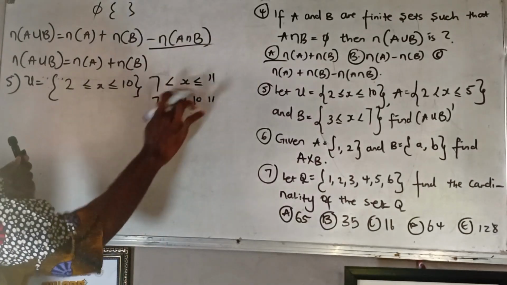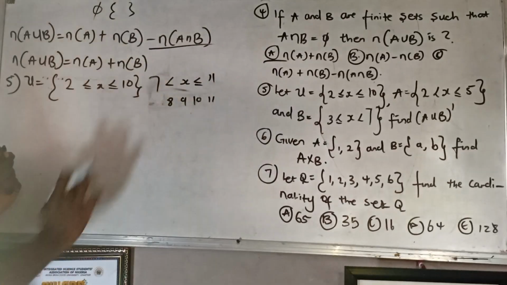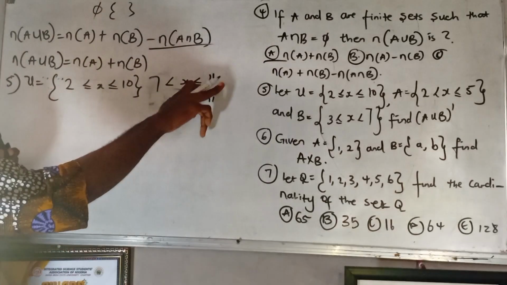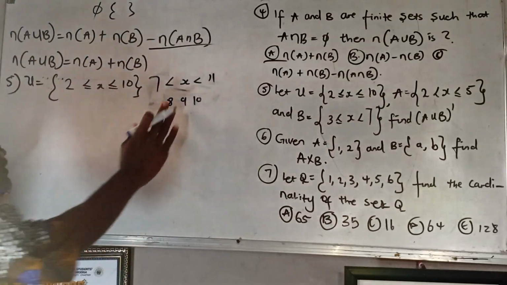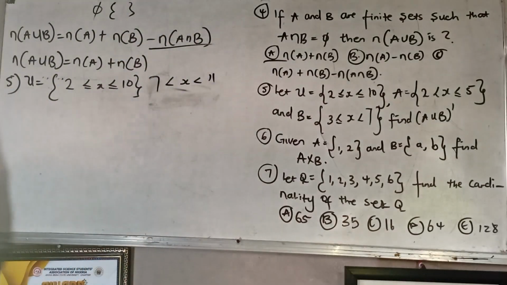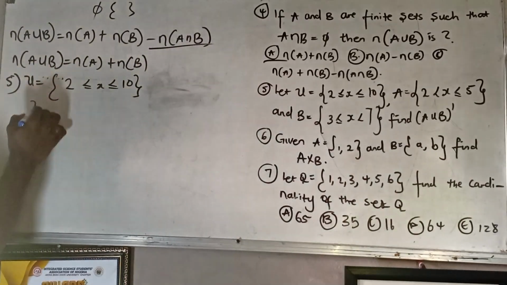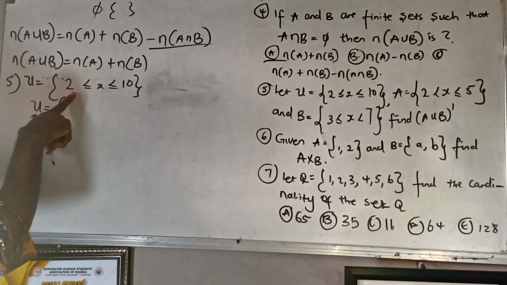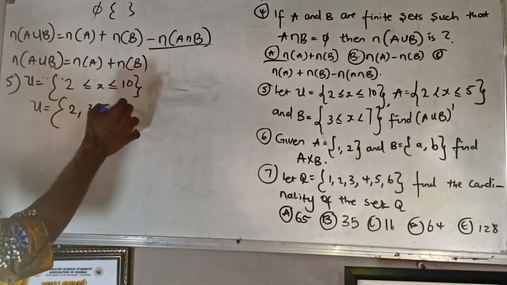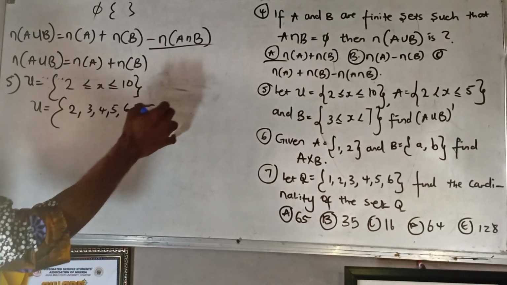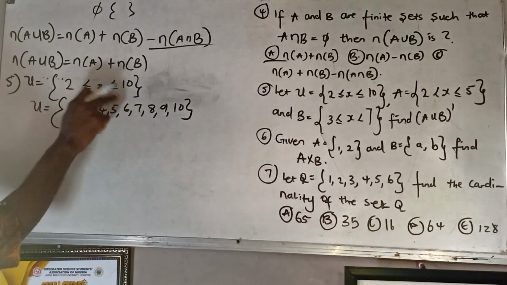But if the scenario was given and I remove this one, it means that this one is excluded, so you start from 8, 9, 10, 11, and 11 is included. If they remove this one again, it means that 11 is excluded. So let's use the same knowledge here. The universal set U is given to be 2 included and 10 also included. That is 2, 3, 4, 5, 6, 7, 8, 9, 10. That is the expansion. 2 and 10 are included because of the sign.